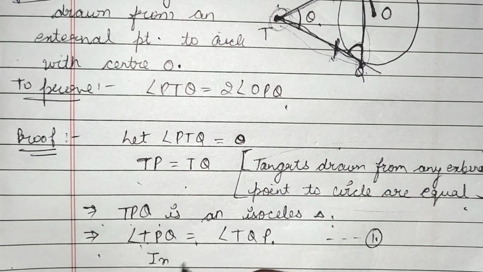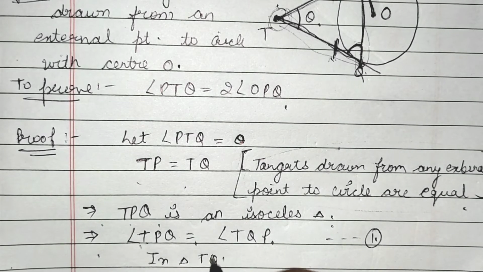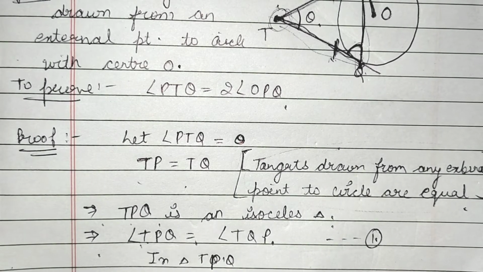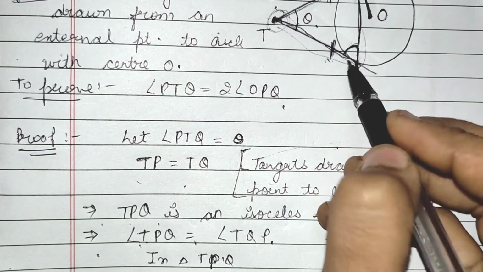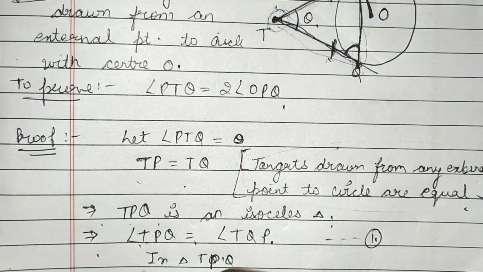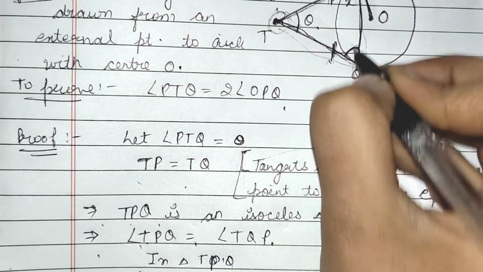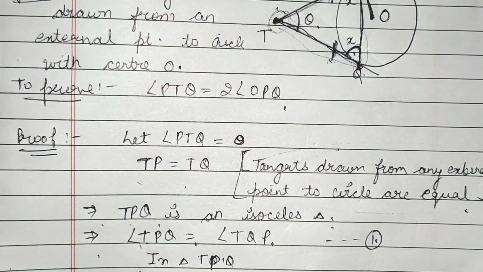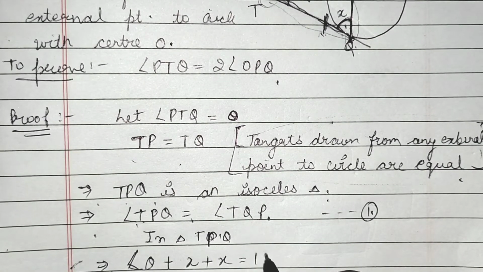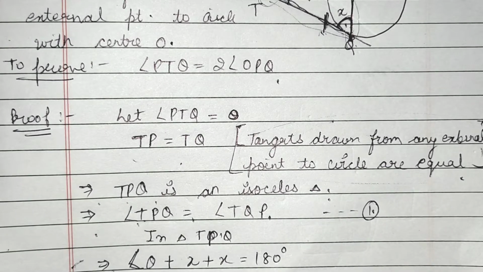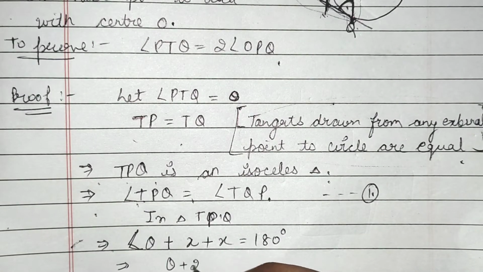Now in any triangle, suppose the triangle is my TPQ, the sum of all the angles, which is theta, plus these two angles which are equal to each other. Let us suppose this angle is x, so this will also be my x. So what does the angle sum triangle property say? Theta plus x plus x will be equal to 180 degree. So theta plus 2x will be equal to 180 degree.